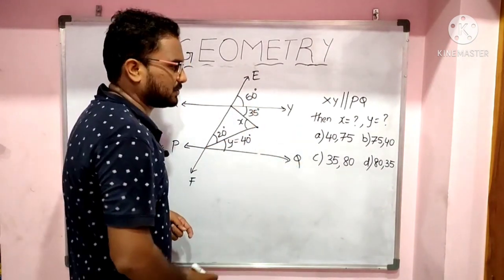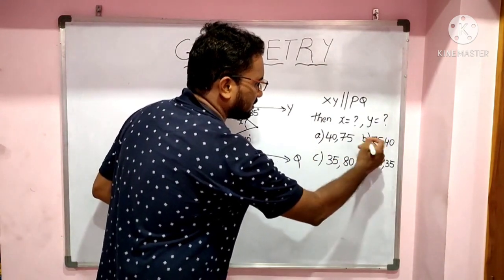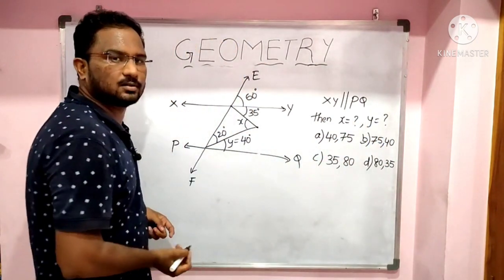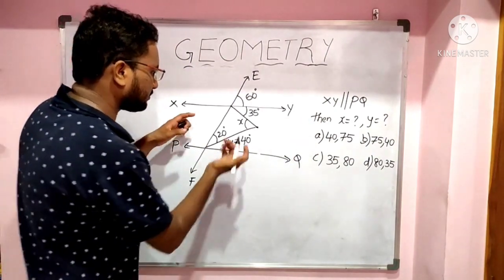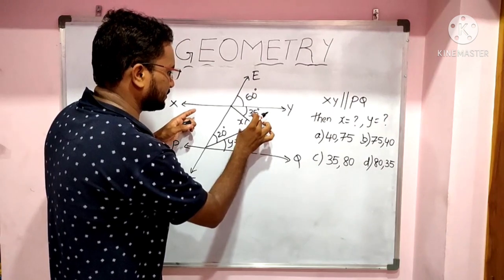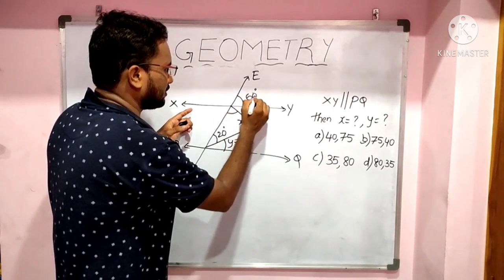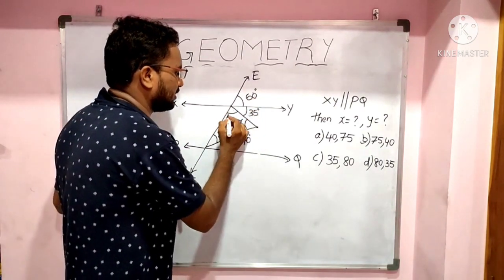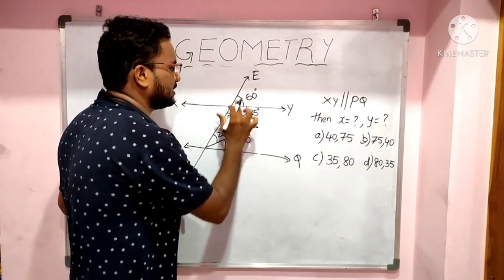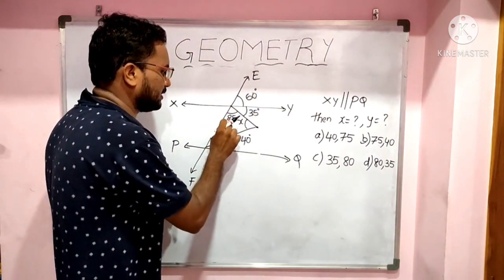Look at the options. So y is 40, only one option matches, so the answer is here. If you want to find x also, then if this is 35, this should be 60 plus 35, 95. Then this should be 85, because it is a straight angle.